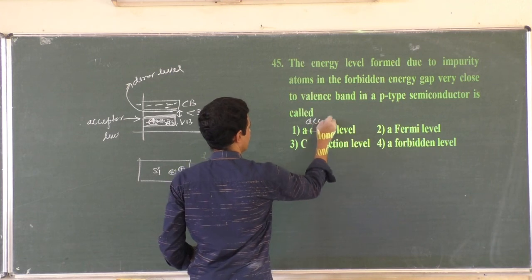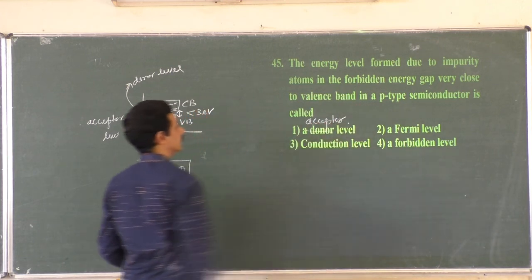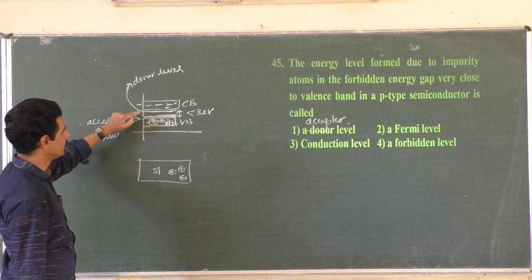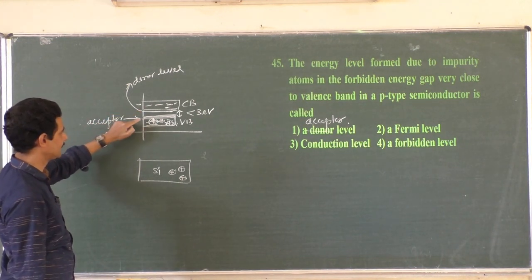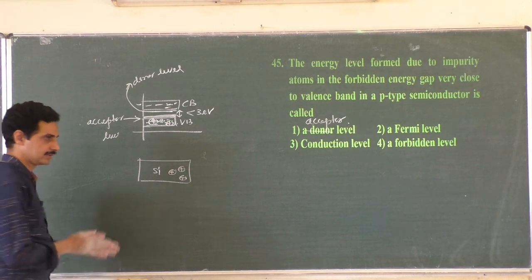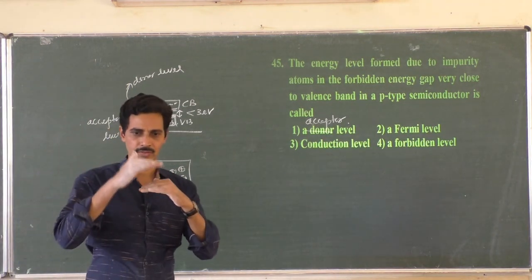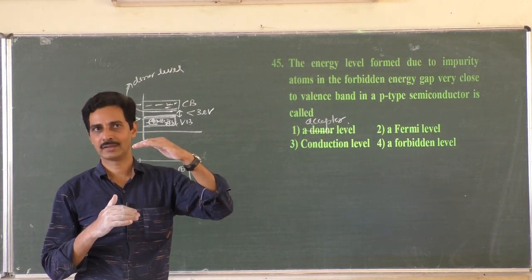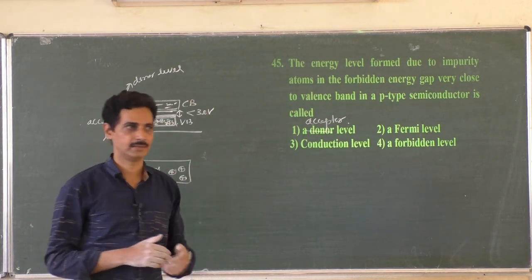You have to change this. Acceptor level, not donor level. The donor level is here. It donates one free electron. This is the acceptor level. So the acceptor level is because of holes. They are very close to the valence band, just above the valence band. The donor level is because of doped electrons. They are just below the conduction band.